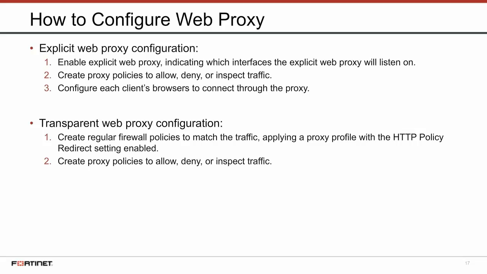To configure transparent web proxy, you must: 1. Create regular firewall policies to match the traffic, applying a proxy profile with the HTTP policy redirect setting enabled. 2. Create proxy policies to authorize and inspect the web traffic. Keep in mind that web proxy, explicit and transparent, is available only in VDOMs configured for proxy-based inspection.